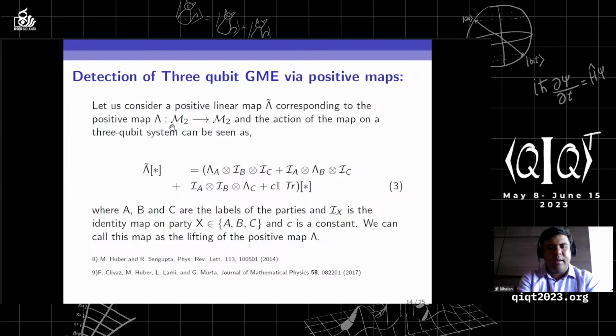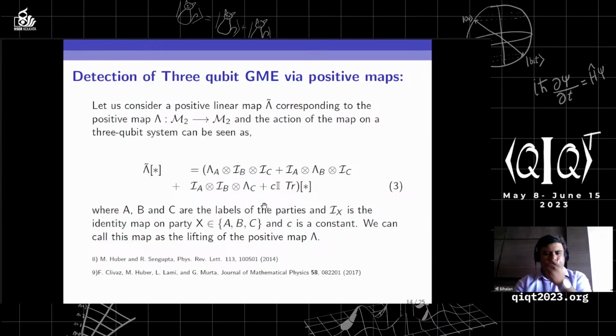Suppose we take this lambda, which is from M2 to M2. We consider a new map, lambda tilde, which is given by this. You see that lambda A is acting on the A subsystem, while on the B and C subsystems, it is doing nothing; basically, the identity is being acted on them. Similarly, the identity acts on A and C while lambda B acts on B, and similarly for C. And there is a last term, where c is a tuning parameter, which has been kept intentionally. I'll discuss why. This is called the lifting of the map.